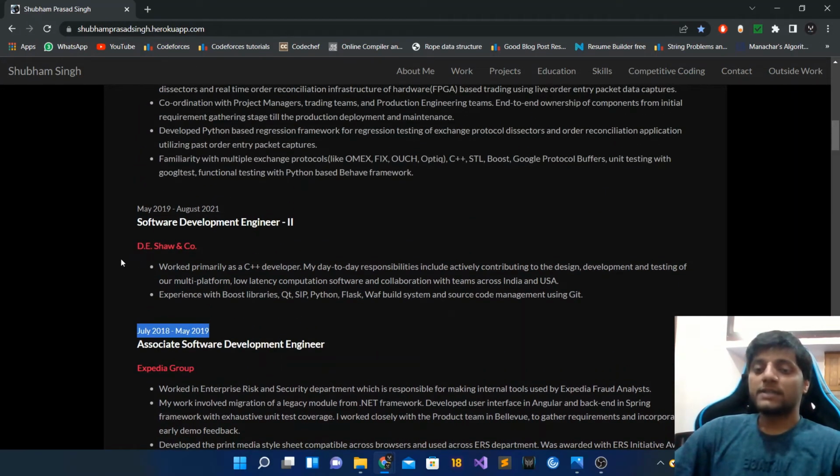So here I was at DE Shaw. I started my career as a software engineer 1. Later I was promoted to software engineer 2. I cannot discuss in detail my work at DE Shaw, but most of my work there was again in low latency software in C++ only. And I did some work in Python as well.